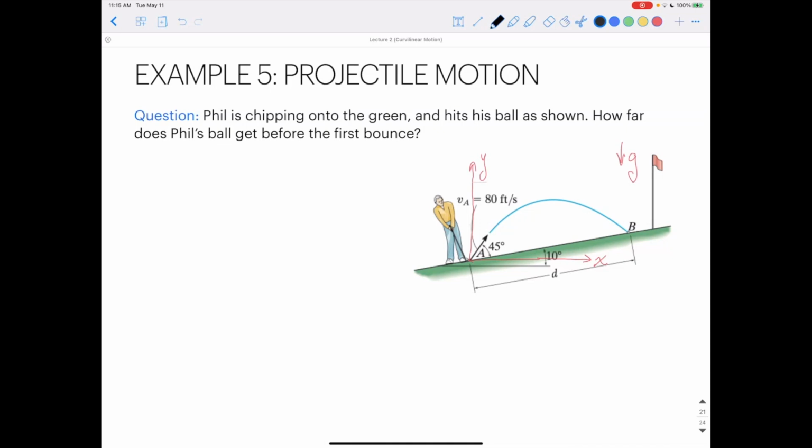So we know that v0x is going to be 80 times the cosine of the angle between the ball being hit and the horizontal. So that's 45 plus 10, so that's 55 degrees. v0y is going to be 80 times the sine of 55 degrees.